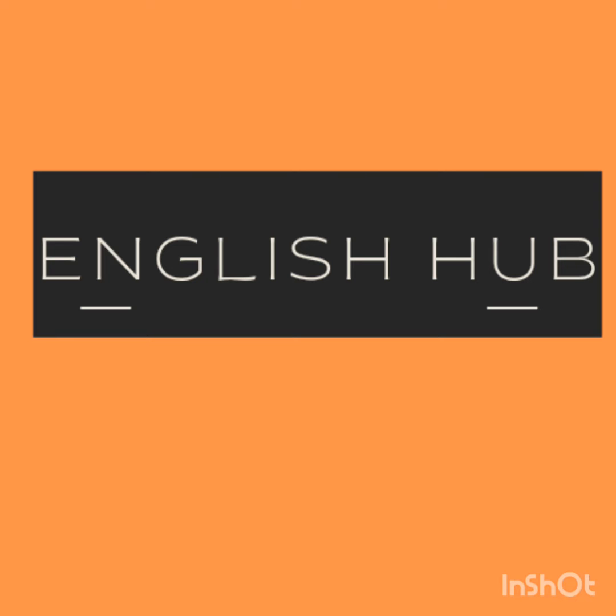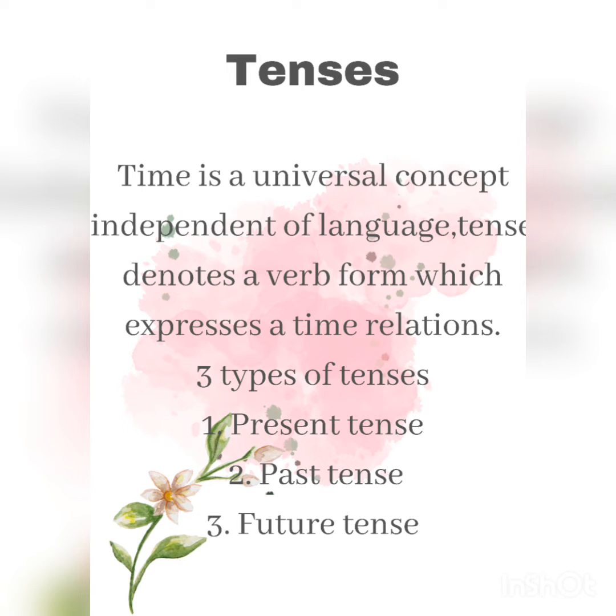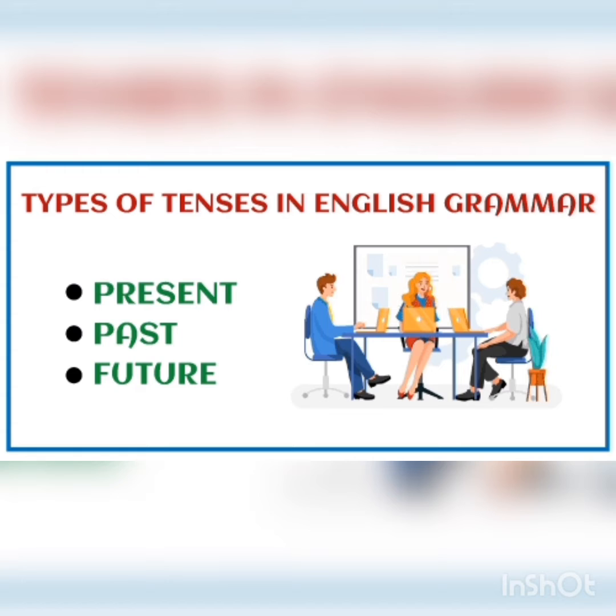In the last video, we discussed determiners, prepositions, connectives and their types. In this video, I am going to discuss tenses. We know that tense is very vital and important in the English language. Time is a universal concept independent of language. Tense denotes a verb form which expresses a time relation. There are three types of tense: present tense, past tense and future tense.